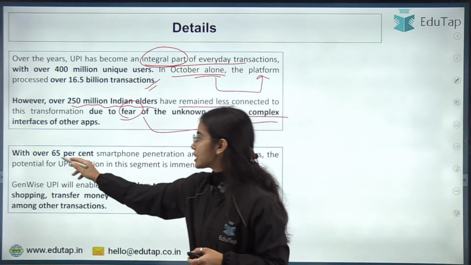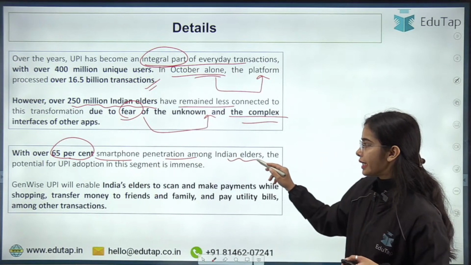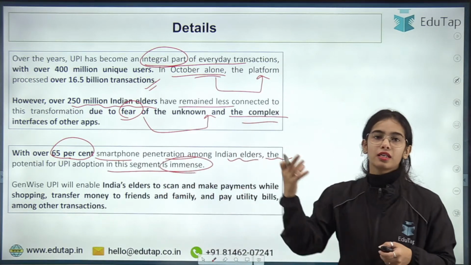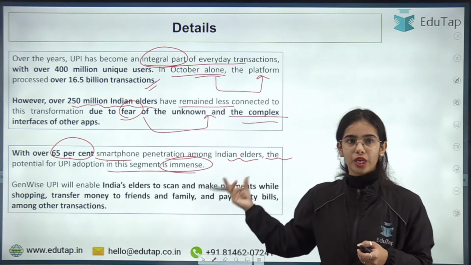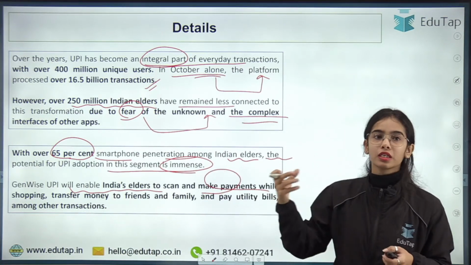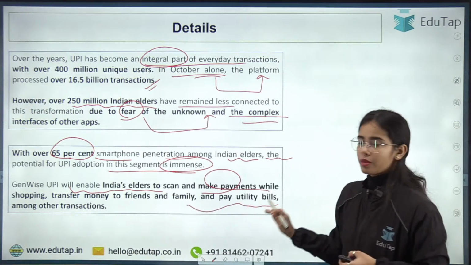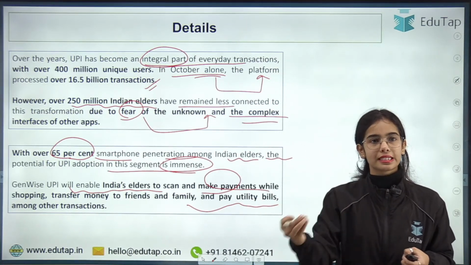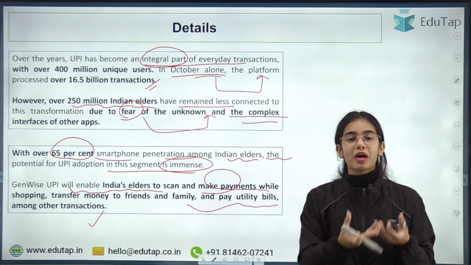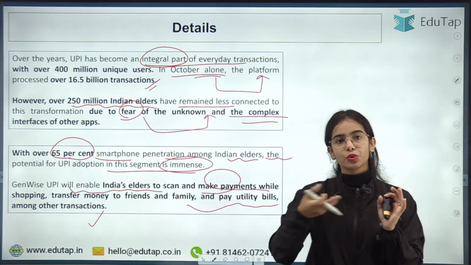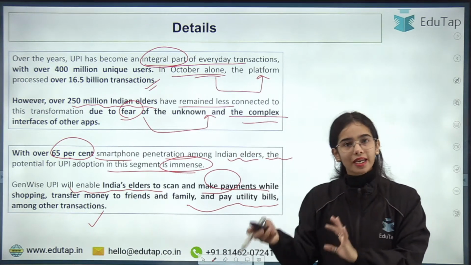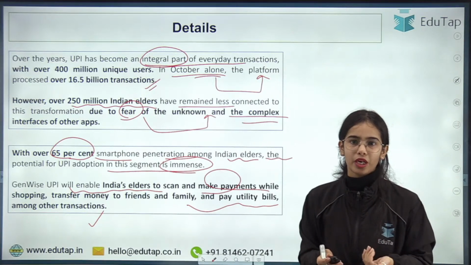With over 65% smartphone penetration among Indian elders, the potential for UPI adoption in this segment is immense, and that is what GenWise UPI wants to cater to. GenWise UPI will enable India's elders to scan and make payments while shopping, transfer money to friends and family, and pay utility bills, electricity bills and such, among other transactions. GenWise UPI wants to capture the market of senior citizens for the UPI, which is the segment that is not much talked about or catered to by the other apps. So this is the idea.